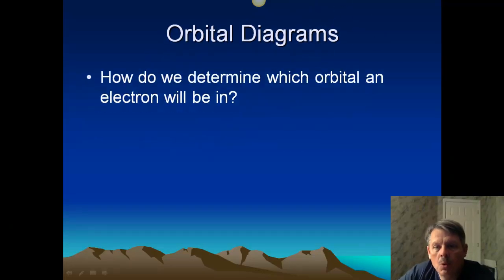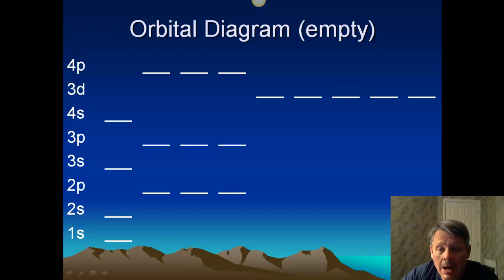I'm going to give you an orbital diagram. And how do we determine which orbital an electron is going to be in? An s, a p, a d, or an f? Well, I'm going to use some orbital diagrams that are empty, and I'll show you how I create them later. But bottom line is I want to be able to give you an empty orbital diagram and see what we can do with it. Now we have to be able to fill it.